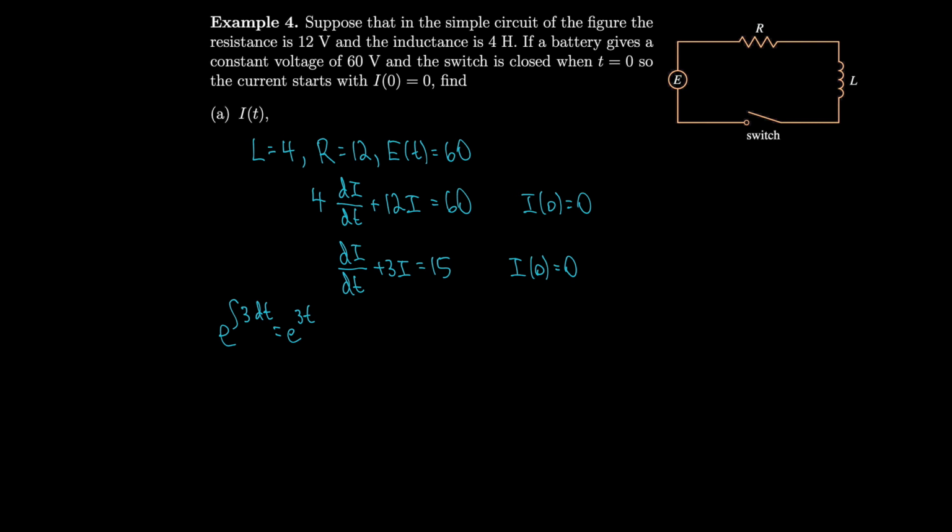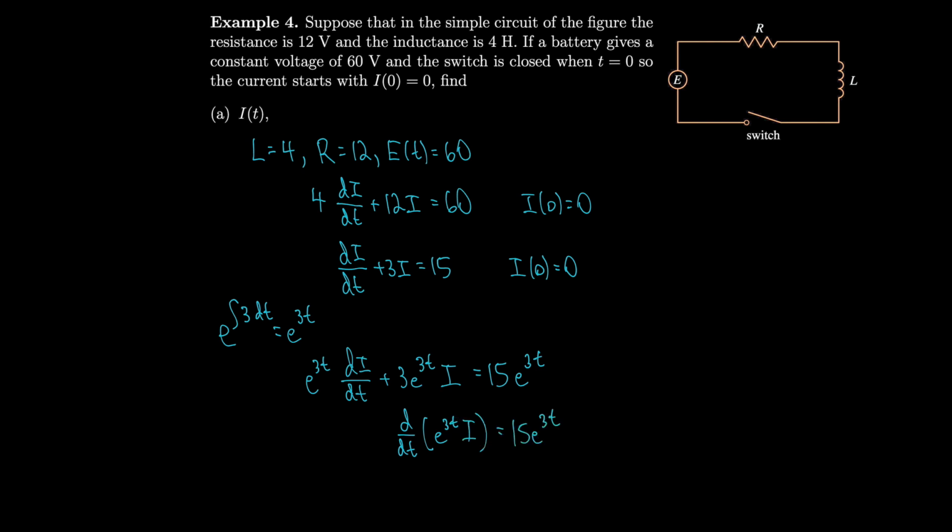So we'll multiply everything by e to the 3t. We end up with e to the 3t times dI/dt plus 3e to the 3t times I equals 15 e to the 3t. So now we'll just do the product rule in reverse as we keep doing. But you get that this thing is really the derivative in disguise of e to the 3t times I.